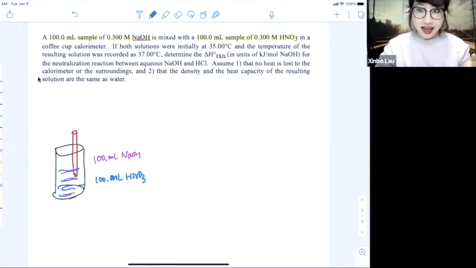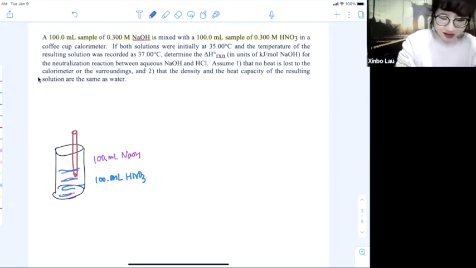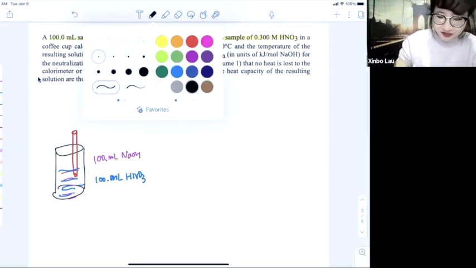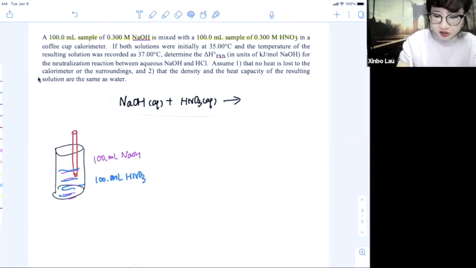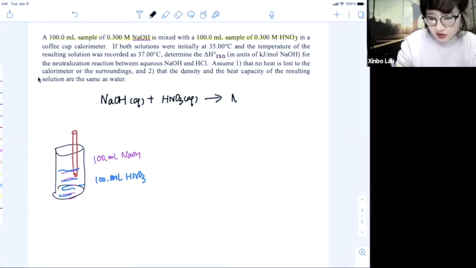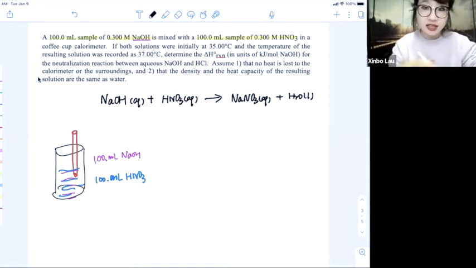And then after they react, think about it. After they react, are they still going to be there? What happens after they react with each other? Think about that, and then we probably realize we have to write out our balanced equation. If you have sodium hydroxide and put it in with nitric acid, since it's an acid-base reaction, we're going to have salt and water. So you will have sodium nitrate plus water, and it's a 1:1 ratio.